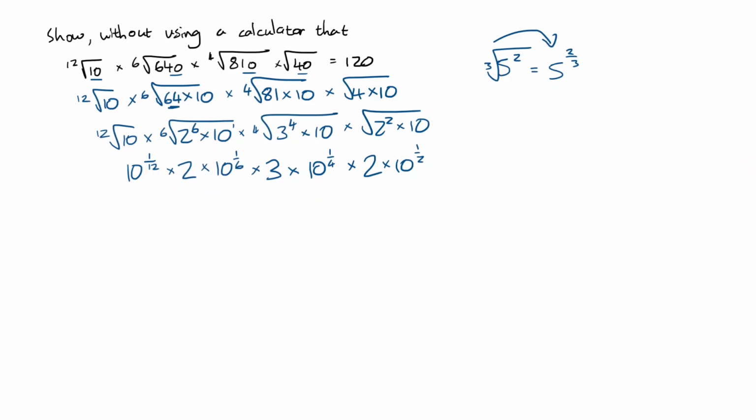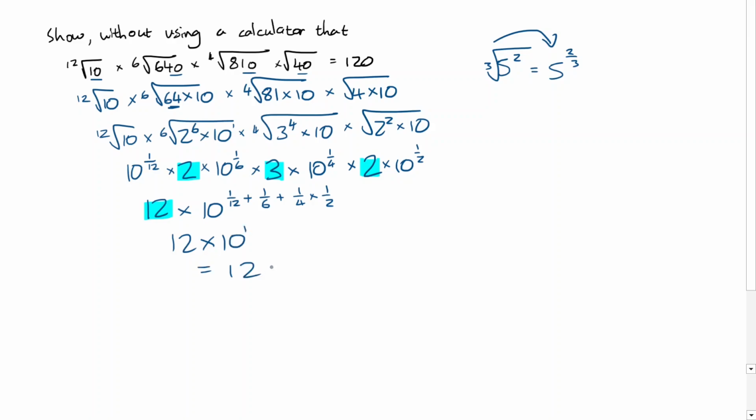And so if I just take out the big numbers, not the tens, I've got 2 times 3 is 6, times 2 is 12. So that's just using the big numbers. And then 10, because they've all got the same base, I can add the exponents. And so if I add a 12th, a 6th, a quarter, a half, the answer to that just becomes 1. So I've got 12 times 10 to the 1, which is just 120. And there you've done this otherwise confusing looking introduction question.